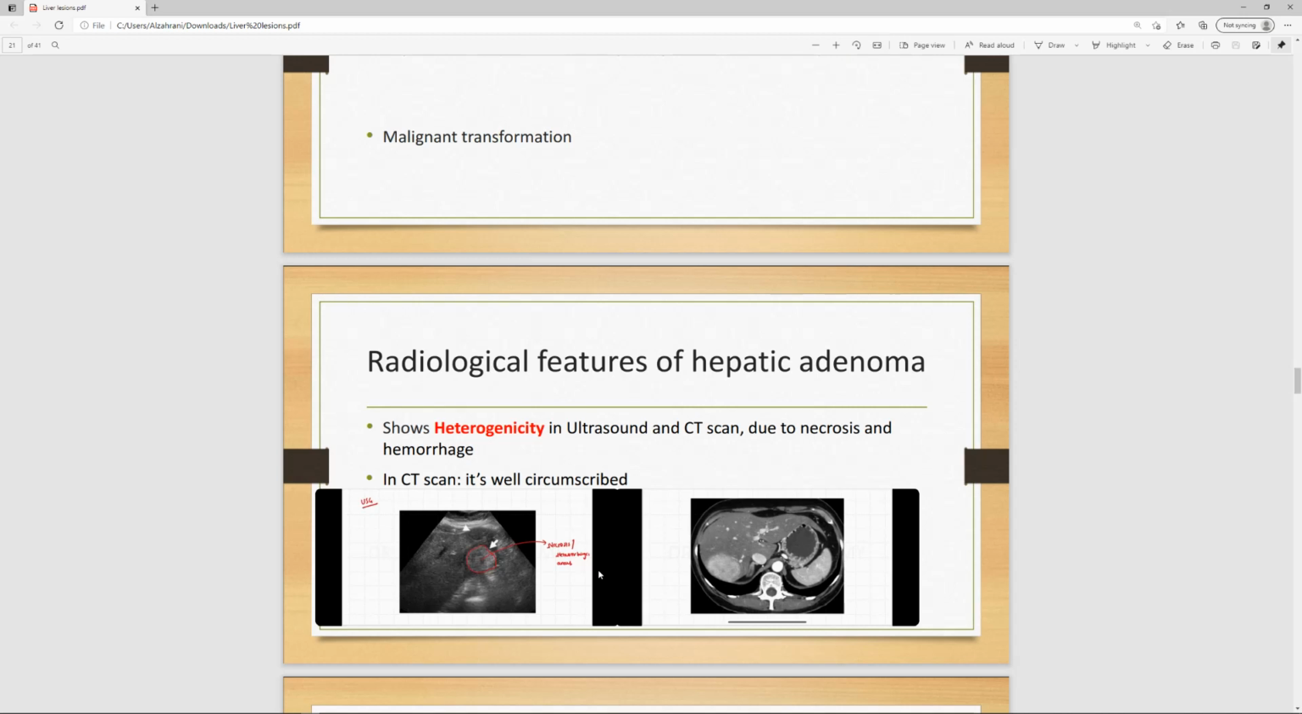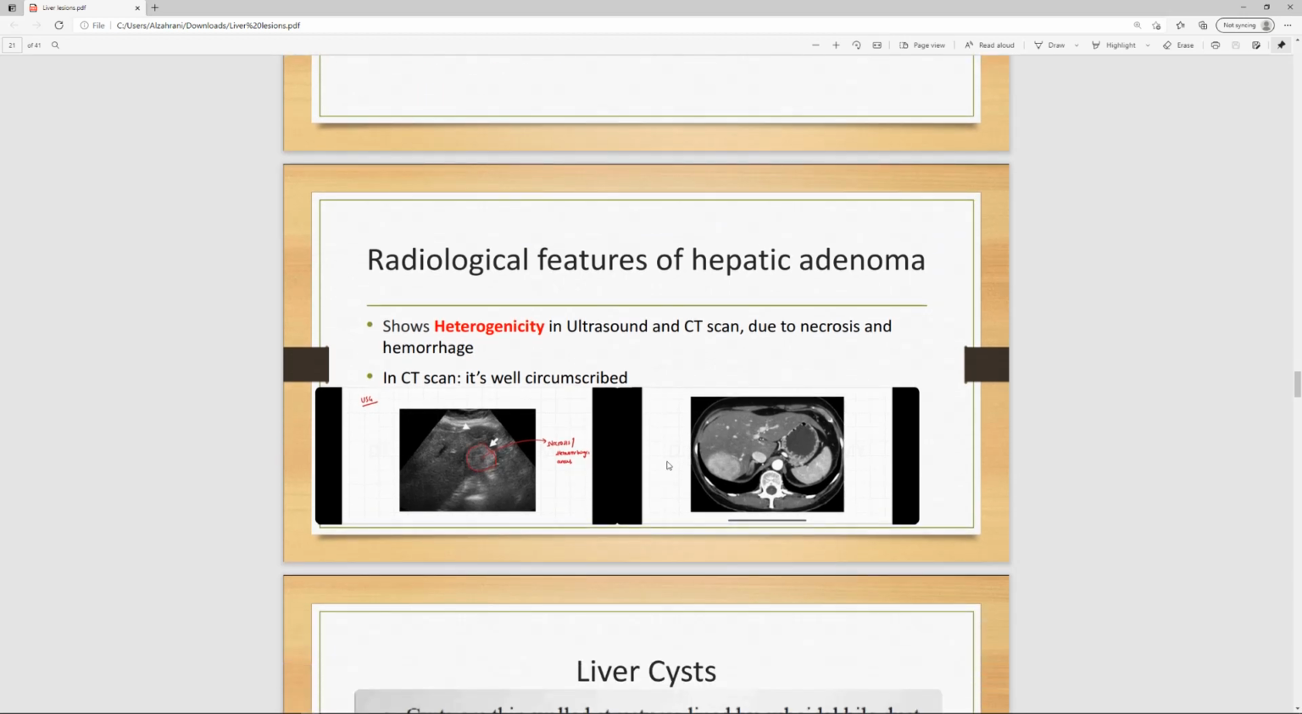نطالع في الالتراساوند برضو this is heterogeneous. You can see here hypoechoic or hyperechoic here. Why is that? Because hepatic adenoma is associated with necrosis and hemorrhage. Necrosis and hemorrhage causes these features that are seen, causes the heterogeneity that's seen on hepatic adenoma.